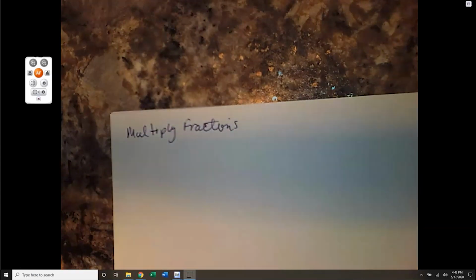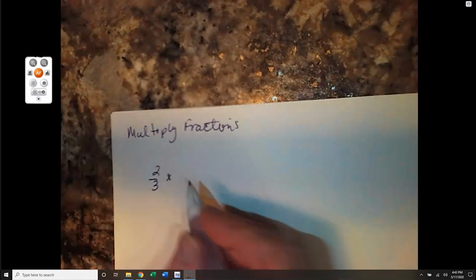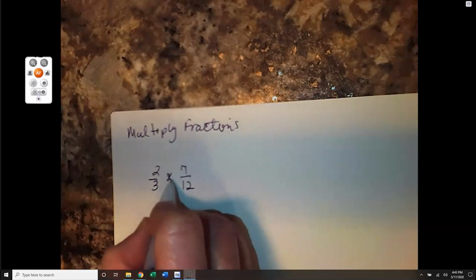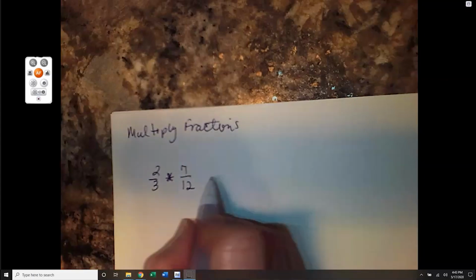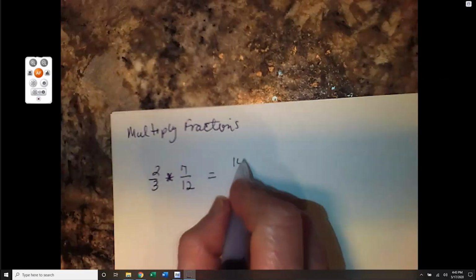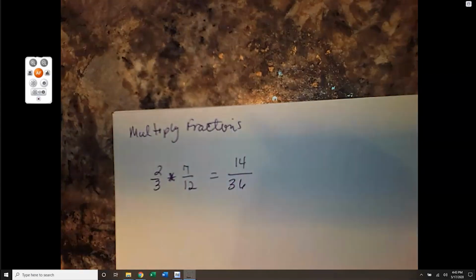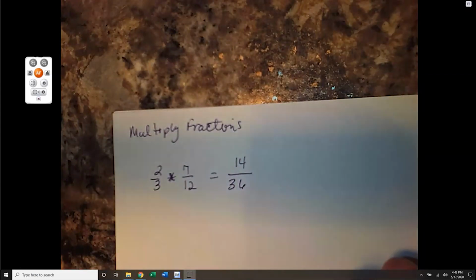So I'm going to stick with our first example. We had 2/3. If we want to multiply that by 7/12, all we do is multiply across the top and multiply across the bottom. So we would end up with 14 on the top and 36 on the bottom. Then we would need to simplify because that is not simplified.